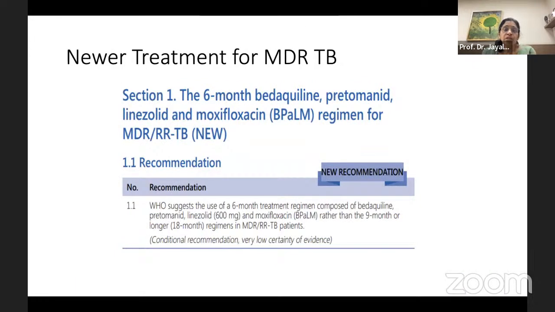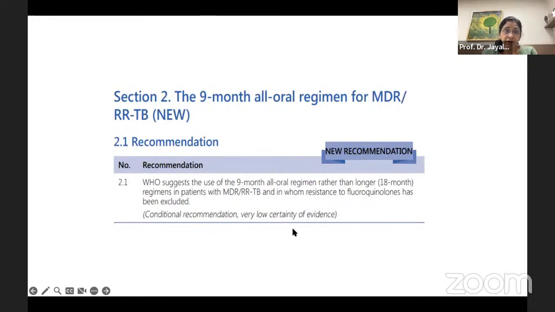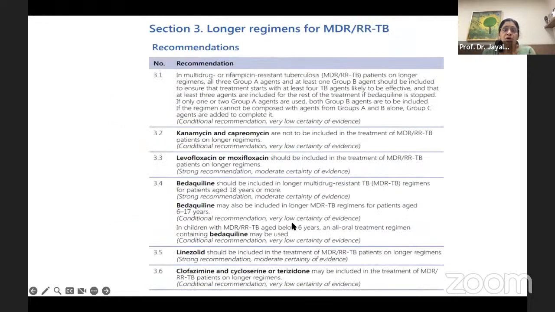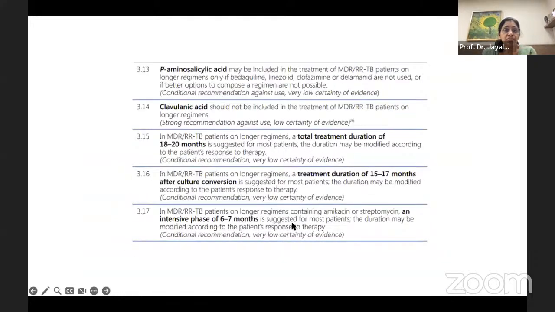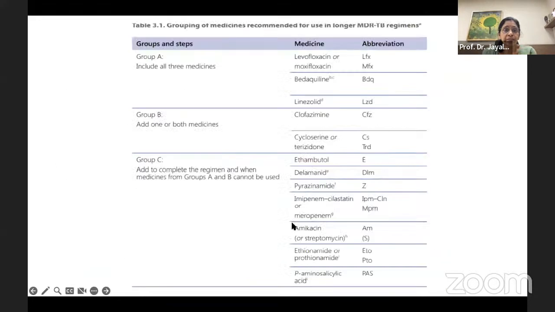So basically, for simple MDR-TB, BPaL-M, as we already discussed, has been recommended just for 6 months: bedaquiline, pretomanid, linezolid, and moxifloxacin, rather than the 9-month or 18-month longer regimens. All-oral regimens for MDR-TB, longer regimens for MDR-resistant TB. So we have already discussed these group drugs.